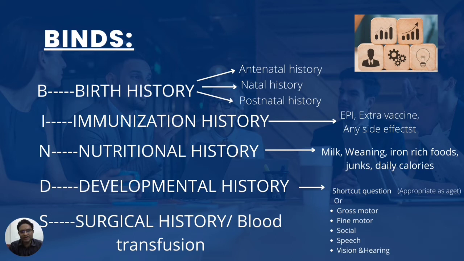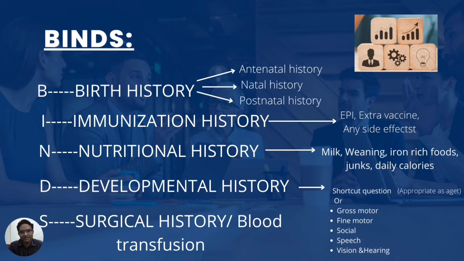Nutritional history: either he was breastfed or top fed, when semi-solid or solid food was started, and whether he takes iron-rich food like meat, liver, or fruits. Is he or she taking street foods like papad, slanty, chocolates? And calculate the calories of 24 hours.